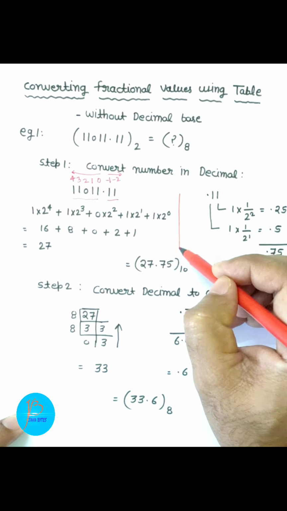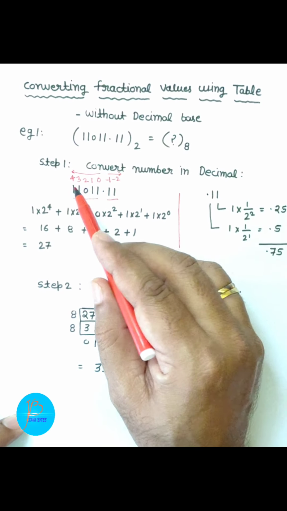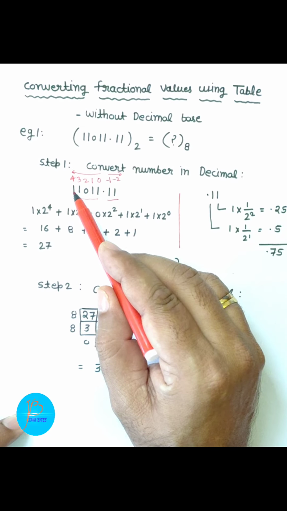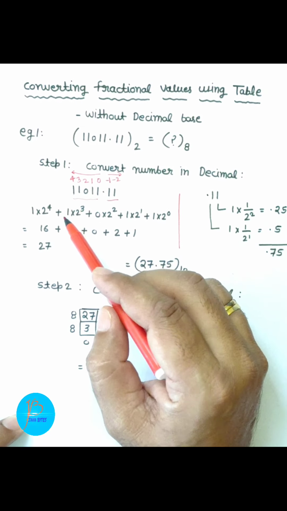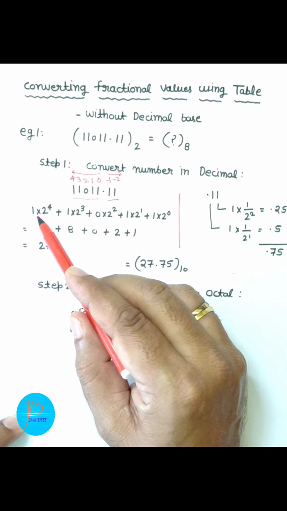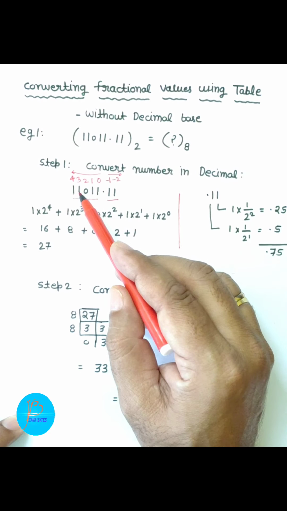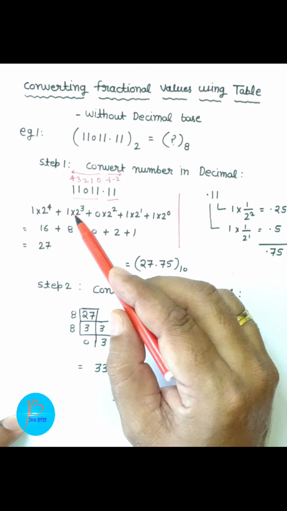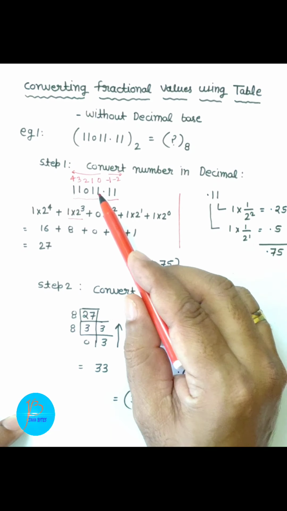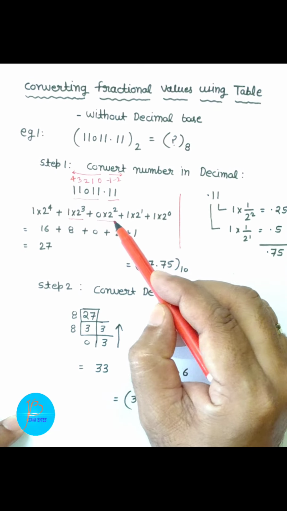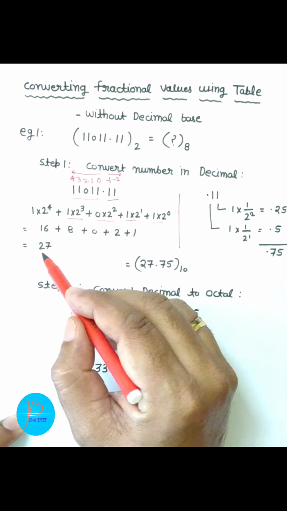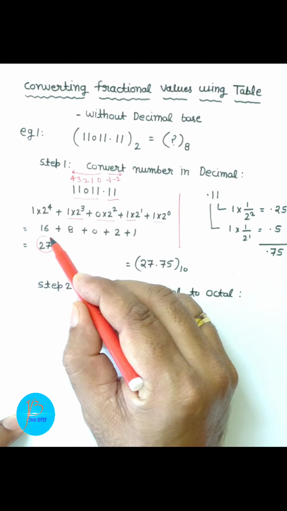After that, the integer part will be converted in this manner. The first digit is 1 and its position value is 4, so you solve it as 1 into 2 raised to the power 4. The second one is 1 with position 3, so 1 into 2 raised to the power 3, then 0 and 2, so 0 into 2 raised to the power 2. In the same way you solve the rest and your final answer will be 27.